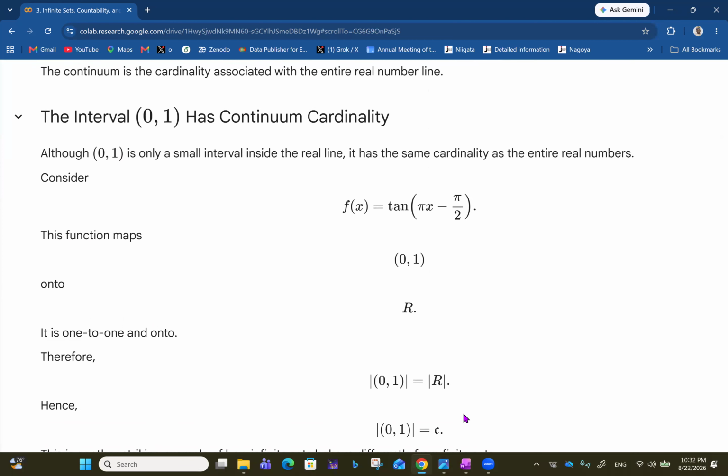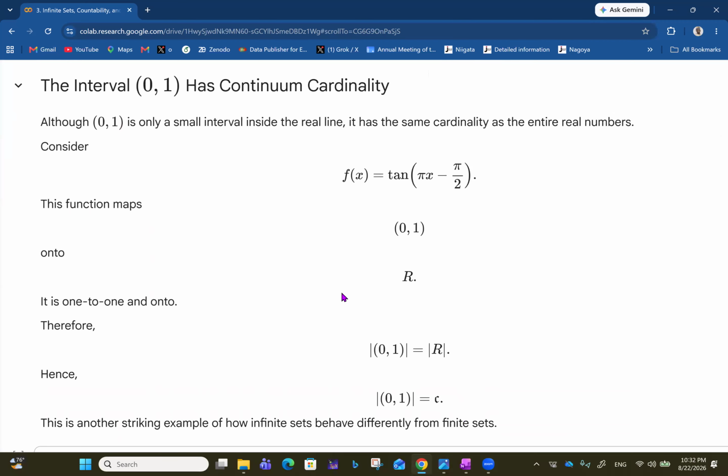Then we have the open interval (0, 1), which also has continuum cardinality. Although it is only a small interval inside the real line, it has the same cardinality as the entire real numbers. Consider f of x equals tan of (pi x minus pi over 2). This function maps (0, 1) onto R, so it is one-to-one and onto at the same time. Therefore, the cardinality of the open interval (0, 1) is equal to the cardinality of R. Hence, the cardinality of (0, 1) is equal to the continuum cardinality.